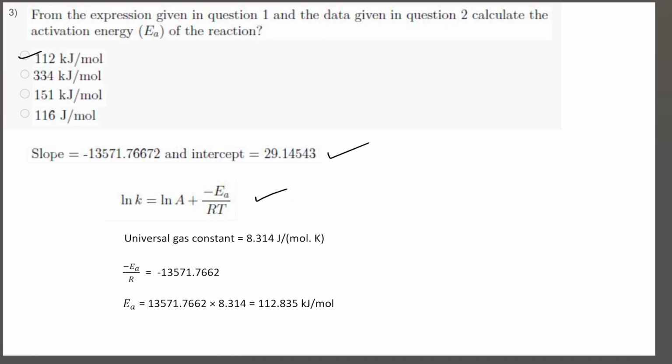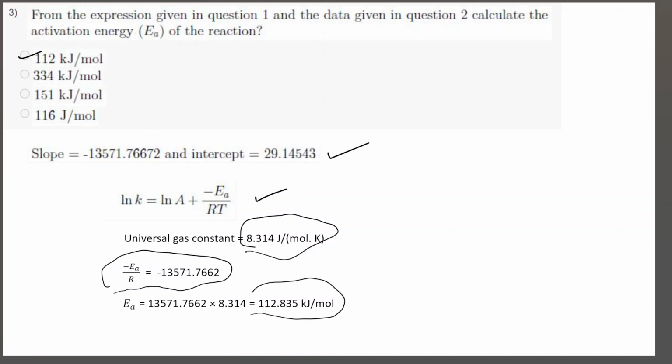As I told, you have got the slope and intercept. So you can directly substitute in this minus EA by RT. In that, minus EA by R is the slope. And we have the R value as 8.314 joule per mole Kelvin. So now we can easily get the activation energy value in terms of kilojoule per mole. So answer is C.